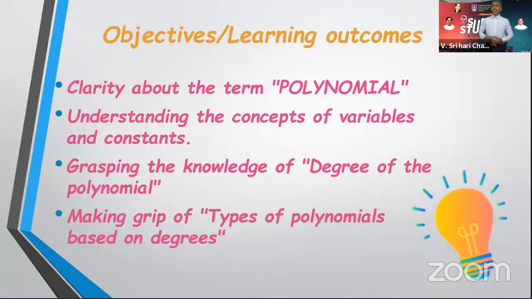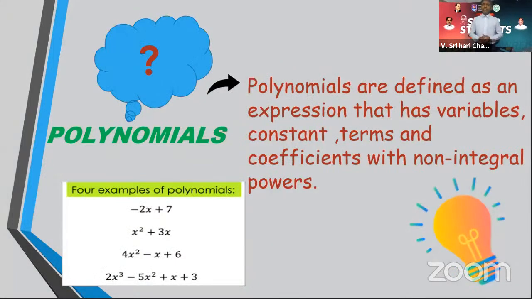So friends, what are the learning outcomes? After listening to my lecture, what are you going to learn and what knowledge will you gain? You will get better clarity about the word polynomial, understand the concepts of variables and constants, grasp the knowledge of the degree of a polynomial, and finally you will get a grip on the types of polynomials based on degrees. These are the learning outcomes of this topic.